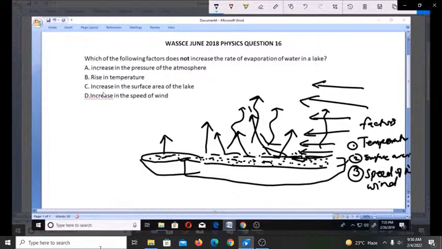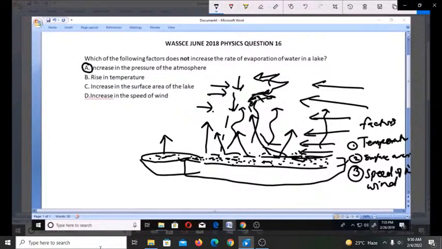So what will not increase the rate of evaporation is this option A, which is increase in pressure of the atmosphere. If there is more pressure in the atmosphere, it will even force water to get back into the stream. So atmospheric pressure, forces of the atmosphere, will only make there to be lesser evaporation.